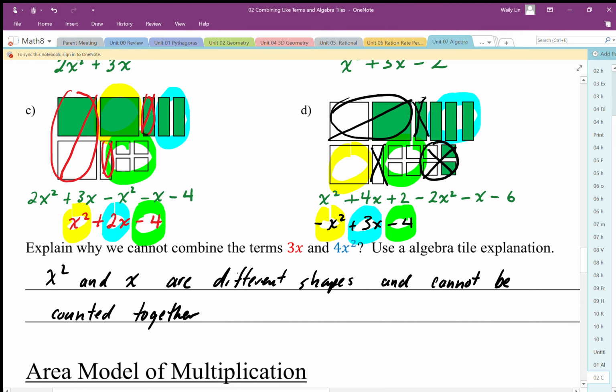So if I look at x squared, I have a big square like that, and x would just be a rectangular box. These are different shapes, okay, and they cannot be counted. You cannot consider them the same thing, so we cannot count them together. We cannot combine like terms.